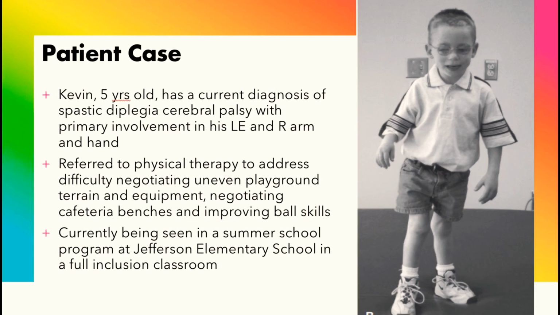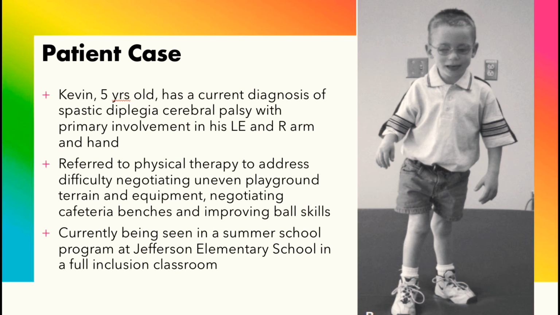Let's get into it. So today we're here to talk about our patient who has spastic diplegia cerebral palsy. His name is Kevin. He's 5 years old, and we know that affects both upper and lower extremities, but he is primarily affected in his lower extremities with some involvement in his right arm and right hand.